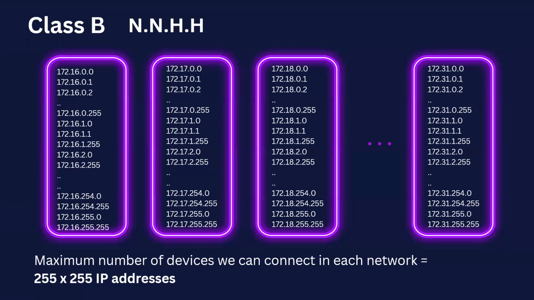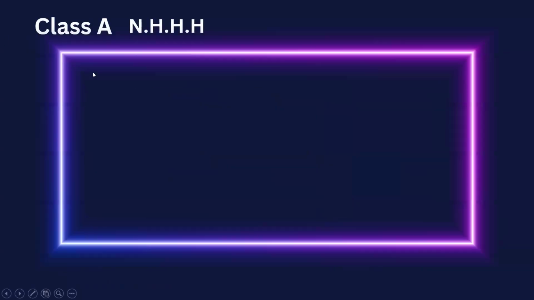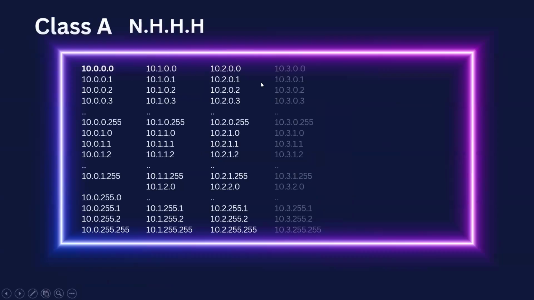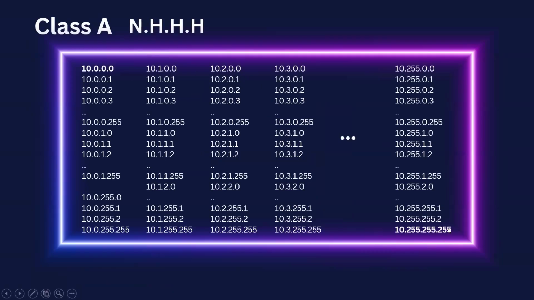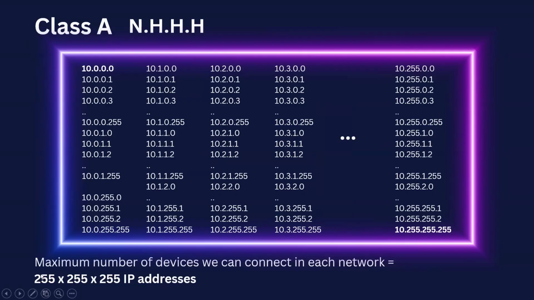And finally, when you come to class A, which has one network portion and three host portions, here from 10.0.0.0 all the way up to 10.255.255.255, all of these belong to one single network itself, the 10 dot network. After 10, the 11 is a public IP. So in class A, you only have one single largest network. And in this one single network, you can connect a maximum of 255 into 255 into 255 IPs. That's the relevance of class A.